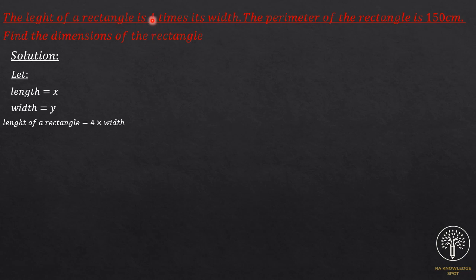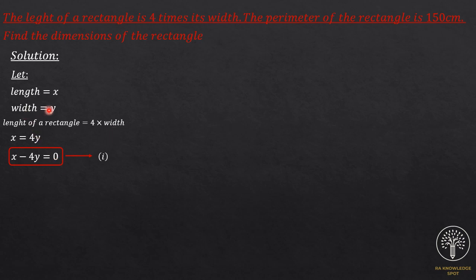Now this 4 is as it is. "Times" means multiplication, and width is also as it is. So do you see and do you notice this one? This is something very simple. Now we are just going to put the values.